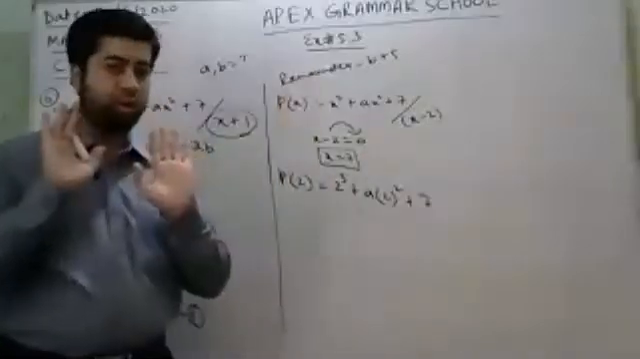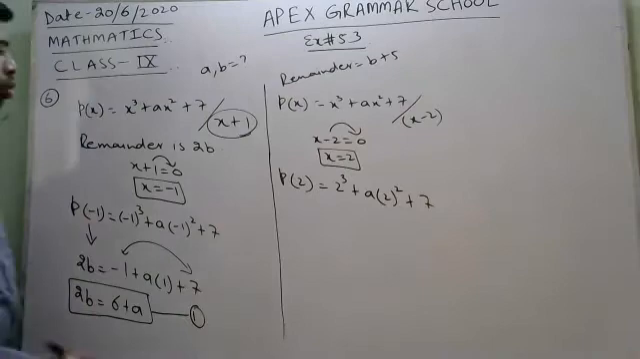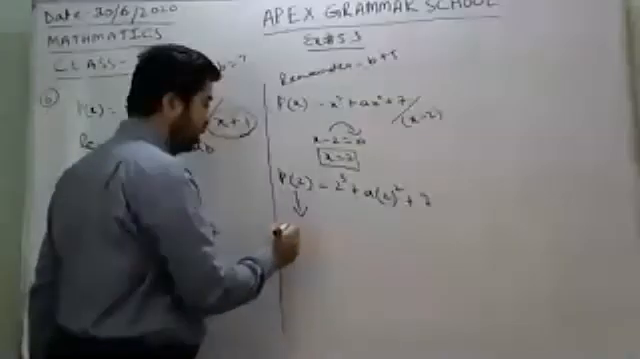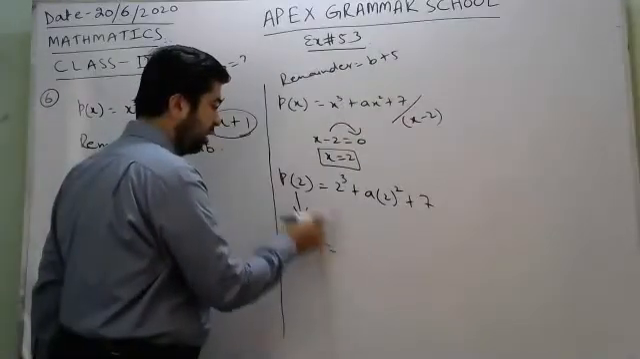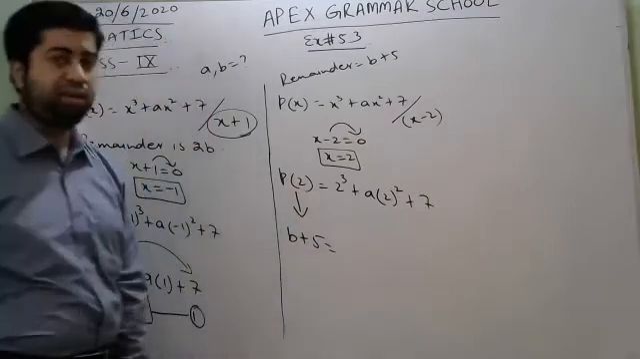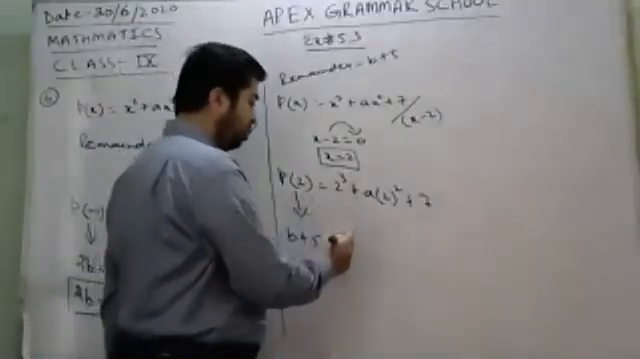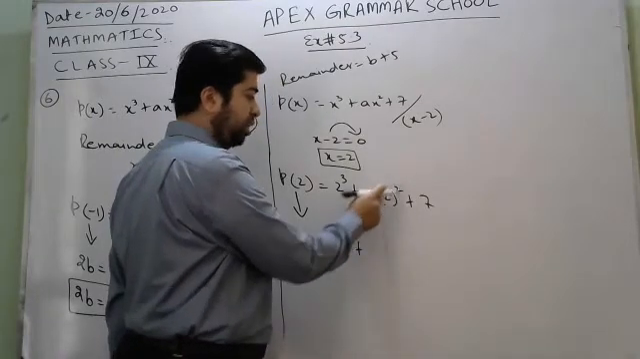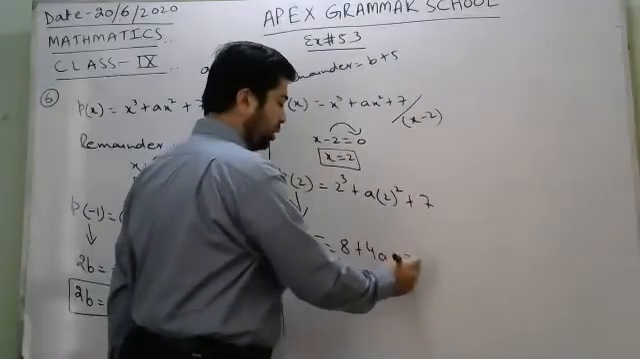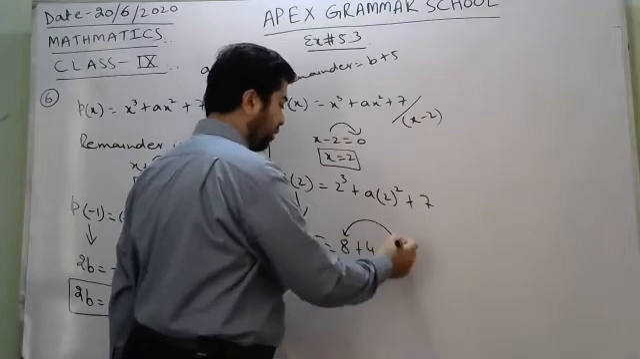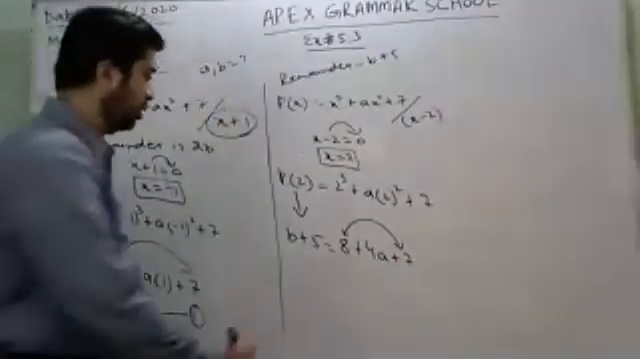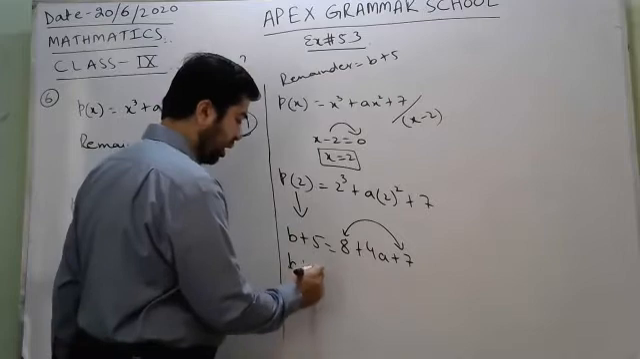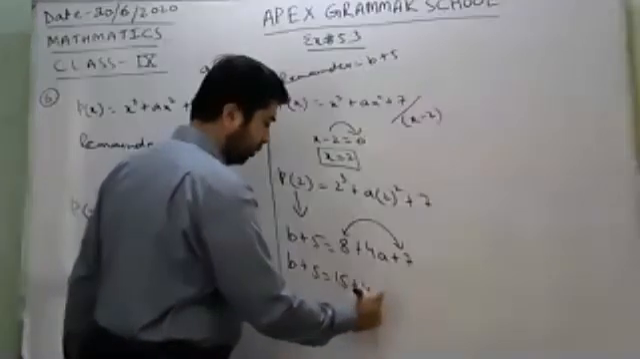We already know, just like in the previous situation, so we are going to write b plus 5 instead of p of 2 because we already have the answer of this. 2 cube, that is 8, plus a into 2 square. 2 square means 4, so 4a plus 7, and now 8 plus 7, that is 15. So b plus 5 is equal to 15 plus 4a.